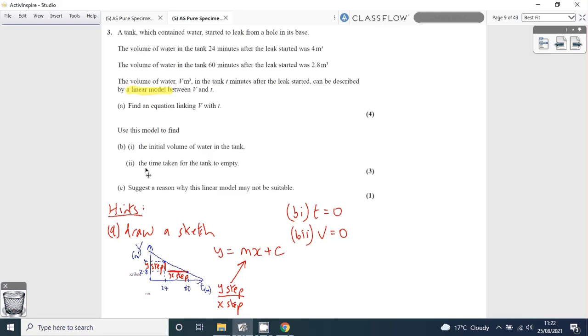Now for part B, the initial volume of water is going to be your c from part A of the answer, isn't it? It's going to be the volume when t equals 0, so it's this y-intercept from part A. And then from B part 2, the time taken for the tank to empty, well, we're looking for this point down here where the volume is 0. So just substitute into your equation from part A, the volume being 0. And then for C, just have a logical think about why this might not be appropriate.